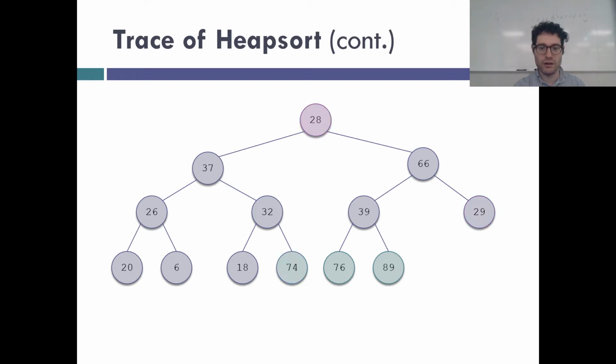Then 74 and 28 swap. 28 swaps with 66, then 39, and then it stops because at that point those items below it are out, right? We've removed them. So notice what's going on though. We've got 89, then 76, then 74 at the back, right?